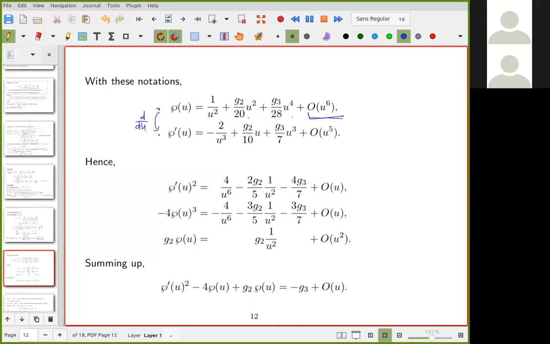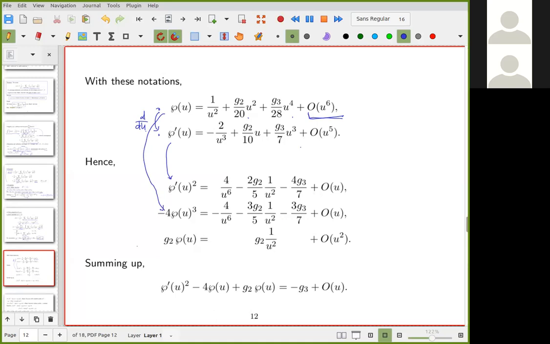Okay, let's restart. We have obtained the expansions of P and P prime in this way. What is good with these expansions? Well, by computing the square of P prime and the cubic polynomial of this P, we have such expressions.